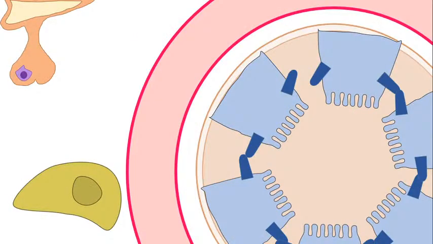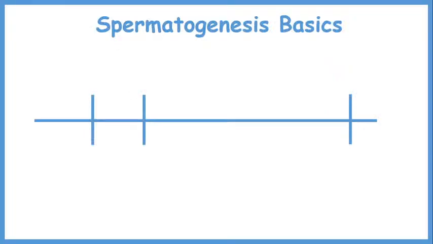Now we will talk about the spermatogenesis basics. Now what happens in spermatogenesis? Spermatogenesis occurs within the seminiferous tubule, right? Okay. Now basically what happens?